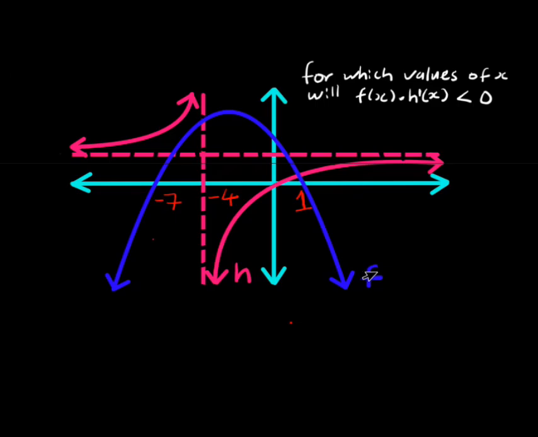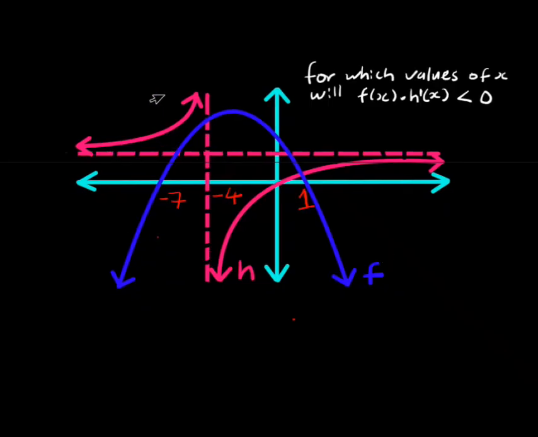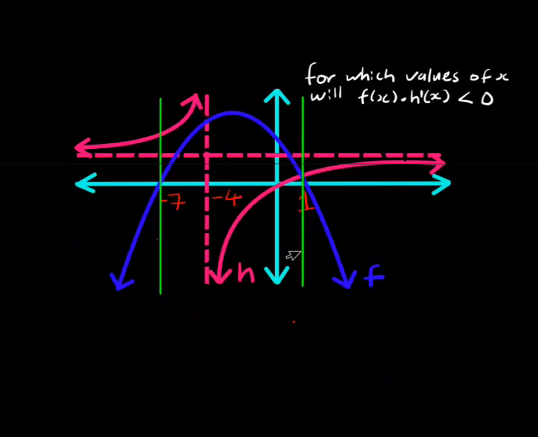Alright, here is the next level. You're given the blue parabola f and you're given the pink hyperbola h. And you're asked, for which values of x will f of x times h prime of x be less than 0? Alright, so we draw a vertical line on the x-intercepts of f. Something like that, something like that. Okay, something like that.